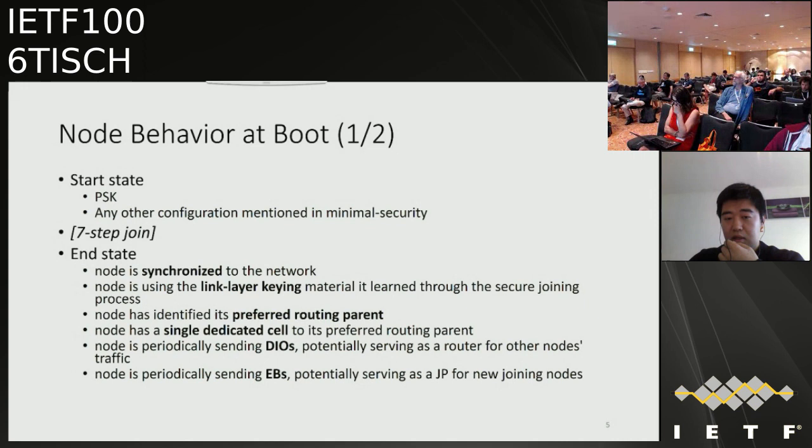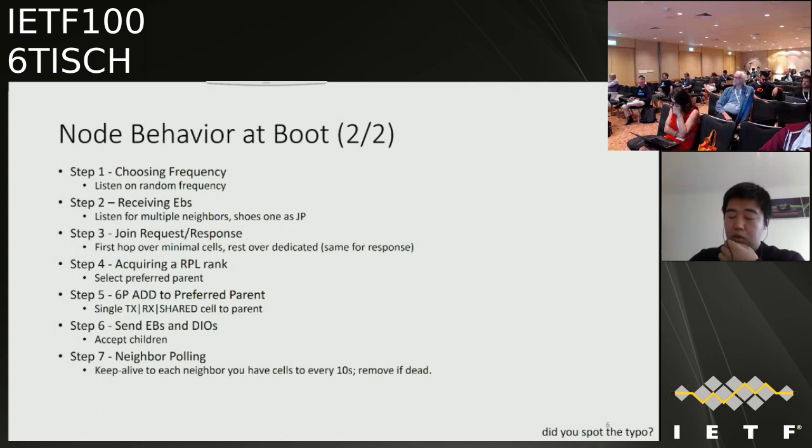Okay, so for the steps from the start to the end state, there are 7 steps. First, after a node boots, it randomly chooses a frequency to listen for EBs. In step 2, the node will listen for multiple neighbors and choose one as the join proxy. In step 3, it will go through the join process according to the secure join process.